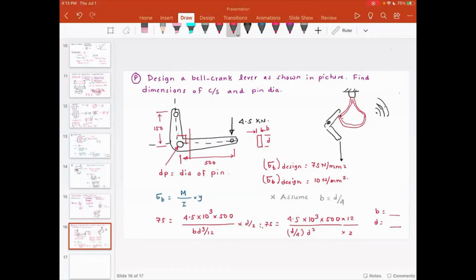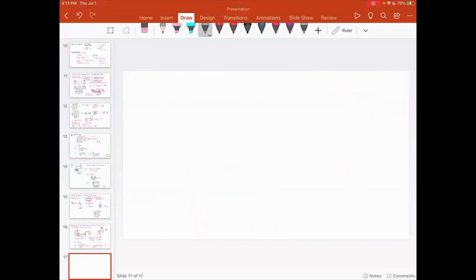Now, some of you may ask me, what about this cross section? If you really want to design this cross section, it is possible to do that. For that, what you will do is something like this. Look at the free body diagram of this lever. This distance is 500. This distance is 150. The load here is 500. So this you can find out the load P.